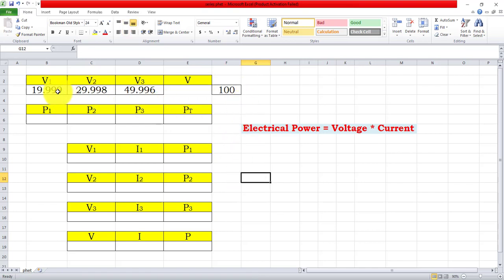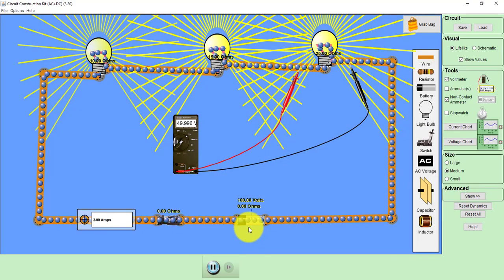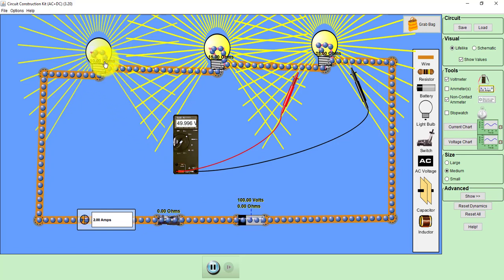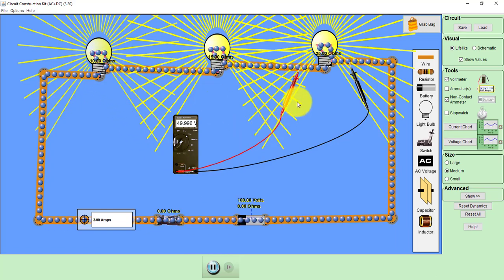Now if I add these three values, then it is 99.993, which is close to 100. So our second characteristic is also verified, that is, the total voltage supplied is equal to the sum of the voltages across each resistance. That is the second characteristic.